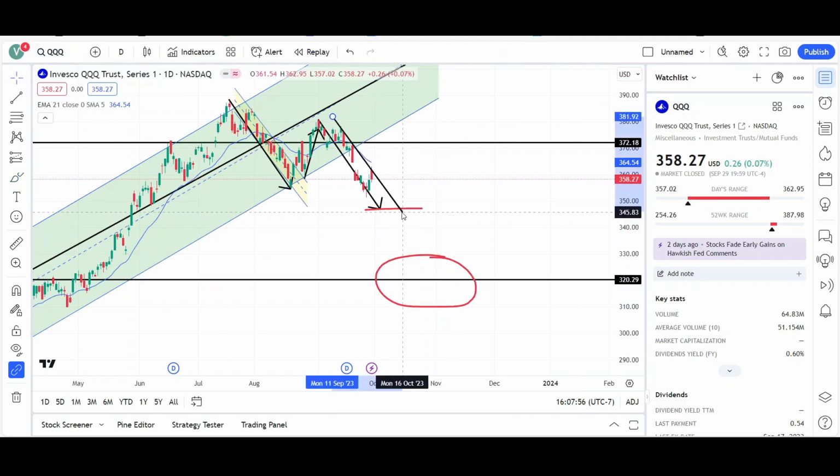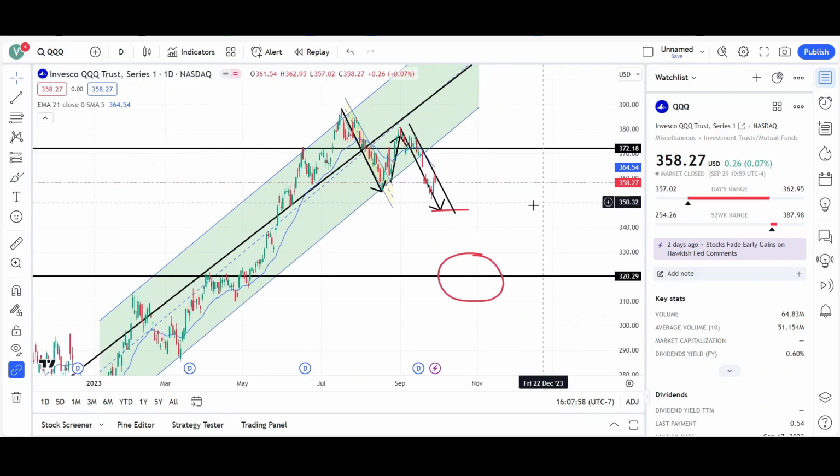So again, let's see what happens next week. I think we might be seeing continuation to the upside, but if we do see some downside, it's probably going to be short term, and then we'll probably see continuation to the upside from there.